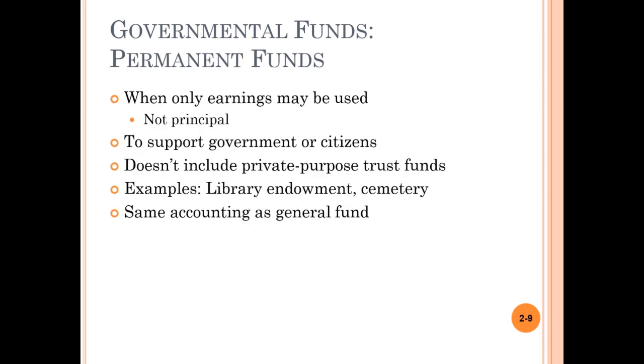And finally, this is the 5th of the 5 governmental funds, the permanent fund. I generally like to remember this one as it typically includes libraries and cemeteries. So it's a fund, just like we learned in the not-for-profit section, that is permanent. It's always there. It is used to support the government or the citizens, and we do the exact same kind of accounting, the current financial resources measurement that we do with the general fund, except it's highly restricted.